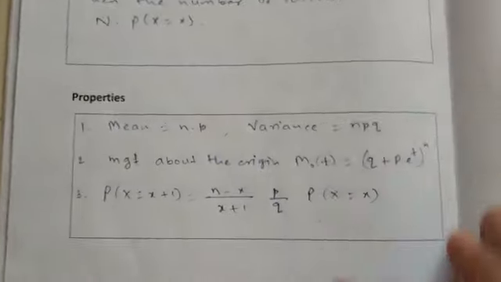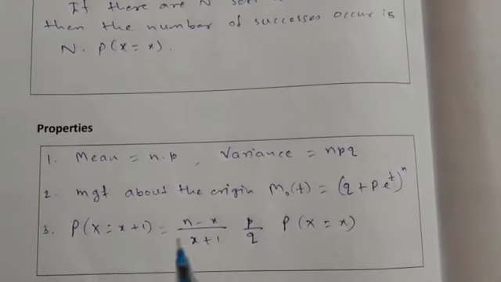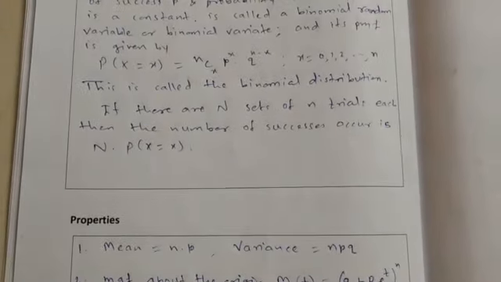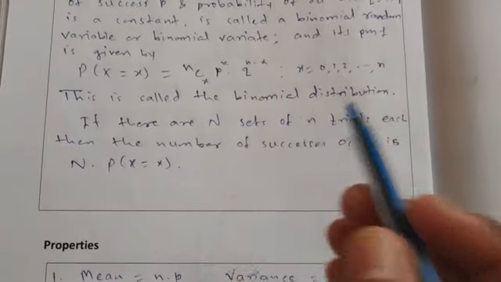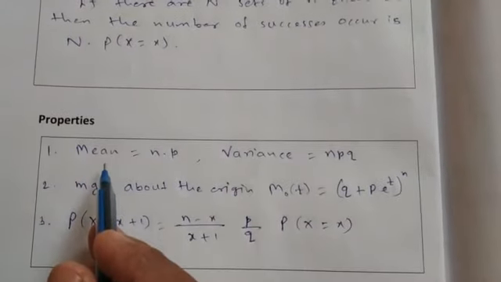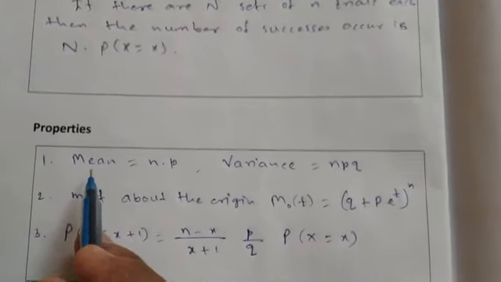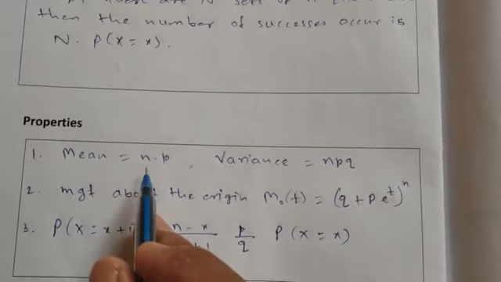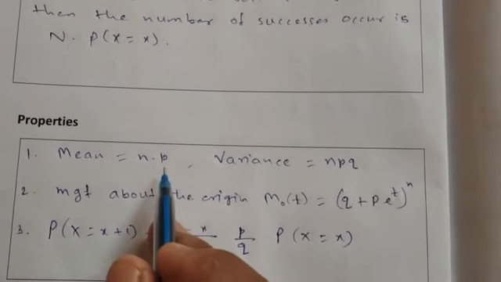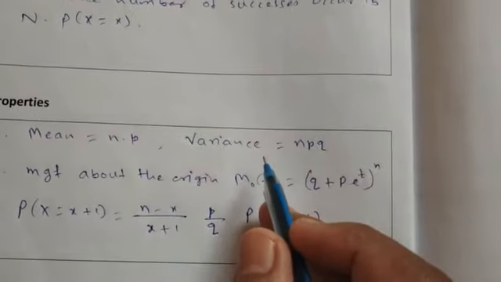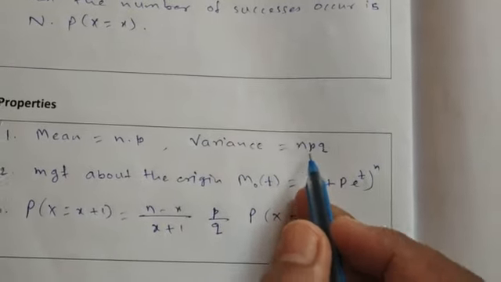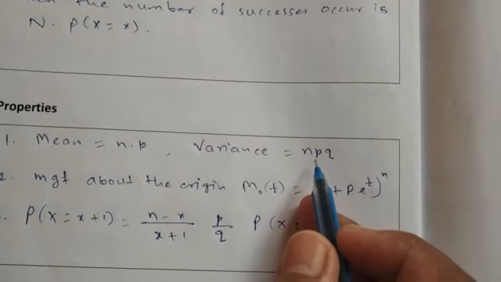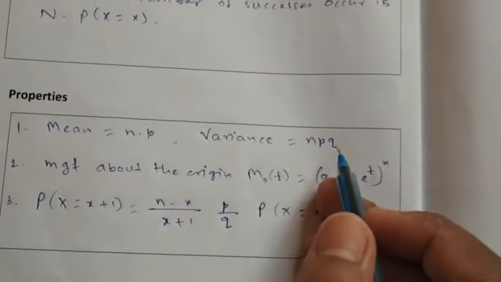There are certain properties for the binomial distribution or binomial variate. In case of the binomial distribution, the mean is given by n into p. N means the number of trials and p means the probability of success. Variance is given by n into p into q. N means the number of trials, p the probability of success, q the probability of failure.